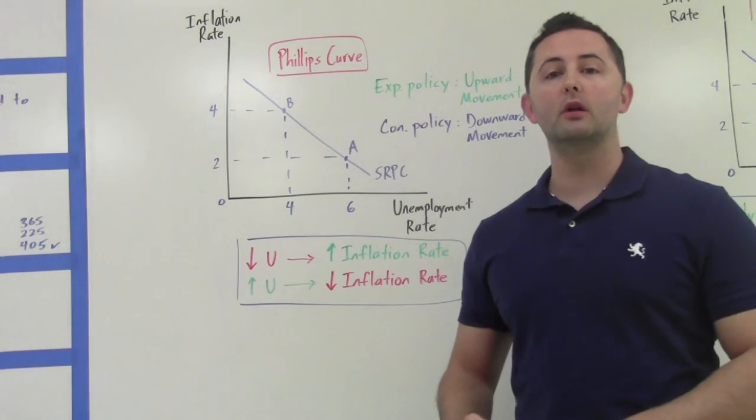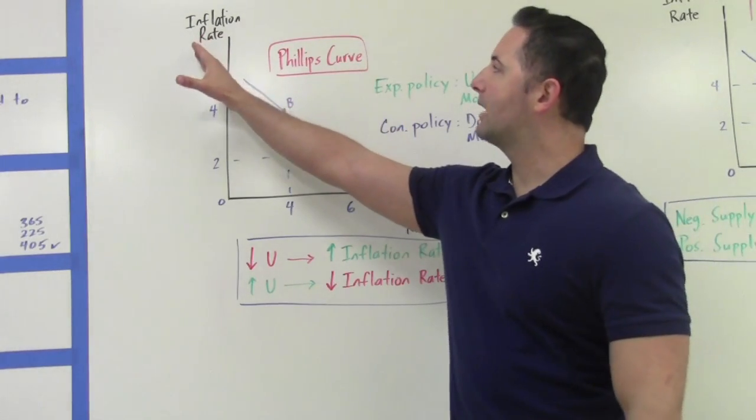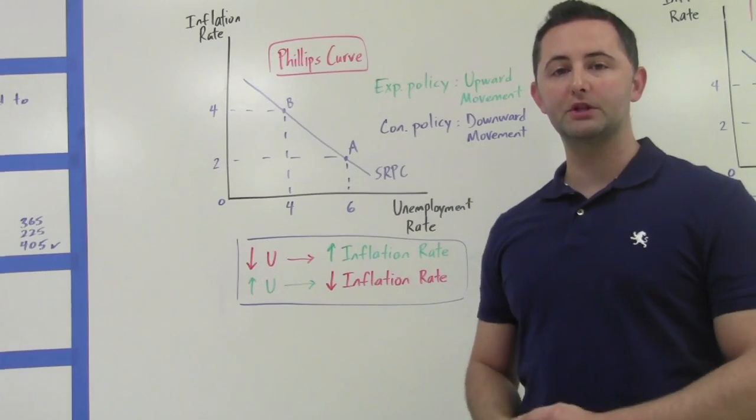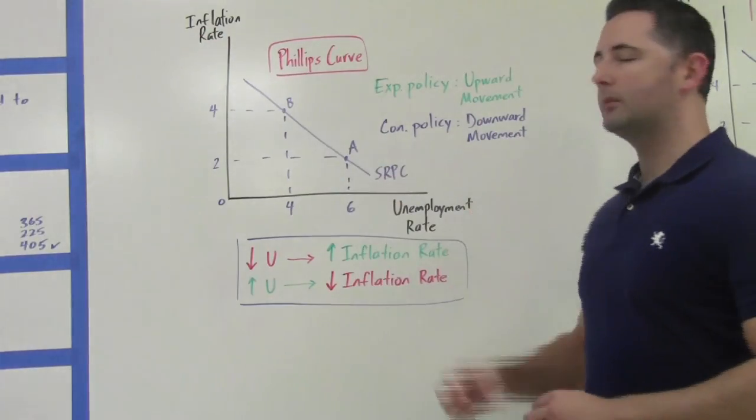So our next model, a little bit different than the others. All the others, this axis acted as a price. This one doesn't. What it's doing is showing us the relationship between two different things: inflation rate and the unemployment rate.